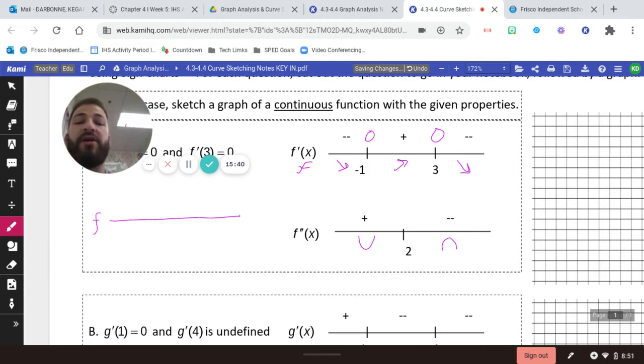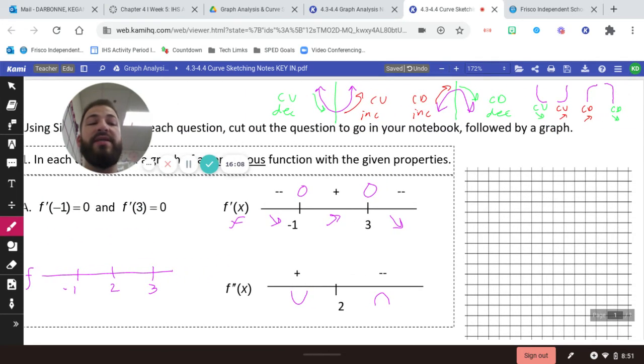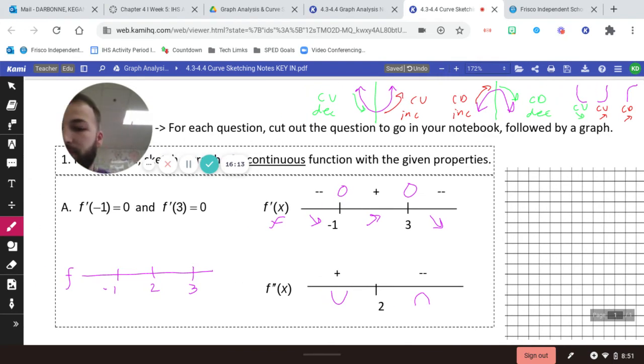On my sign chart, I'm going to denote all of my critical numbers and my points of inflection. So boom, boom, and boom, -1, 2, and 3. And from -infinity to -1, notice I am decreasing all the way, and I'm also still concave up. So concave up, decreasing is that first shape. So that's the start of my graph.